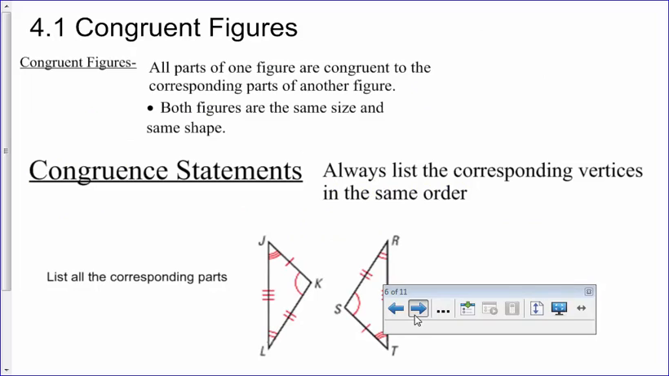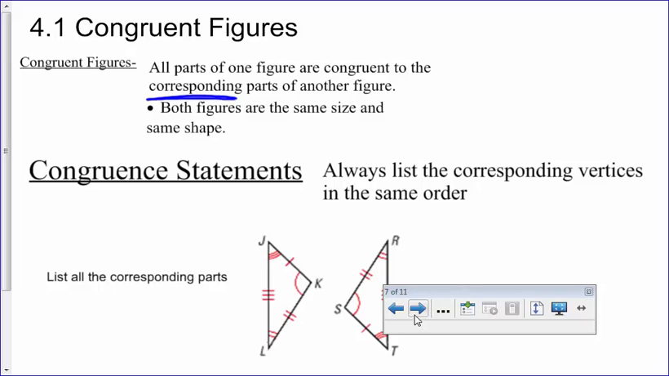All right, 4.1. Right now you probably should pause it and take down these two definitions of congruent figures and congruent statements. Congruent figures say that all parts of one figure are congruent to the corresponding parts of the other. We're going to talk about this corresponding here in a second. Pretty much in general terms, it just means both figures are the same size and same shape. We will talk more about triangles, but we'll throw in some other shapes. You add on another side, the concept's still the same.